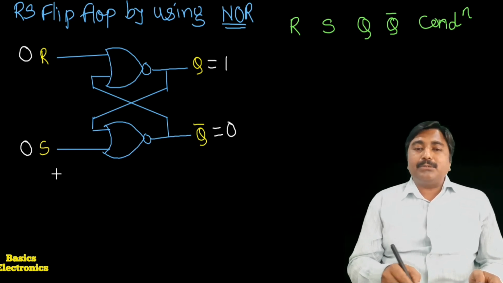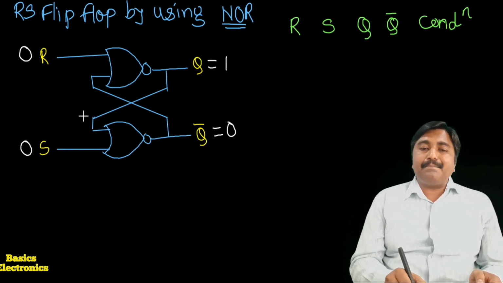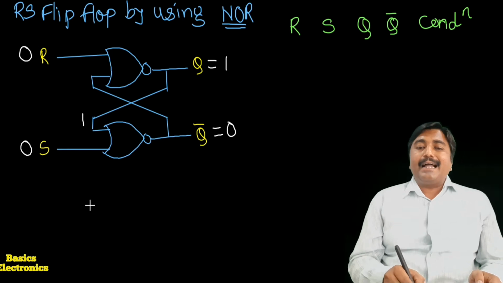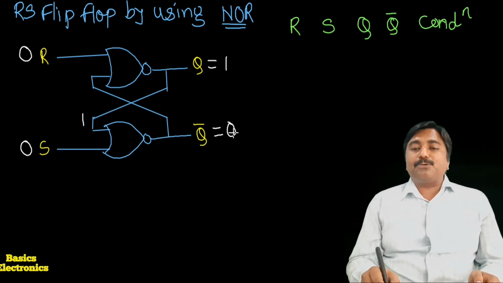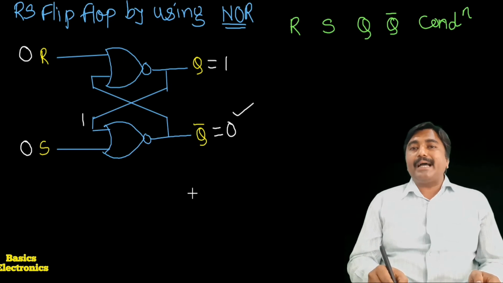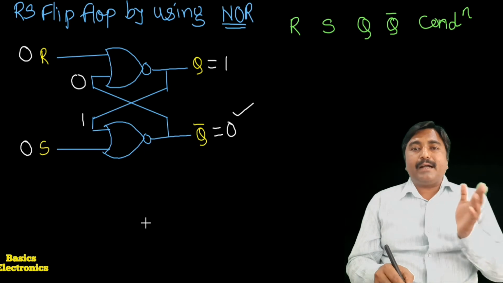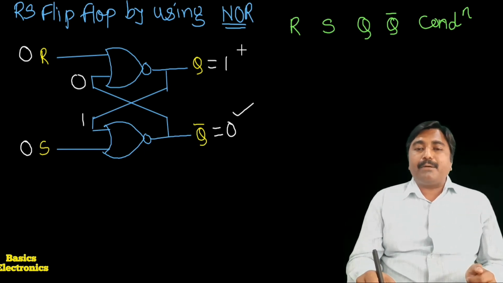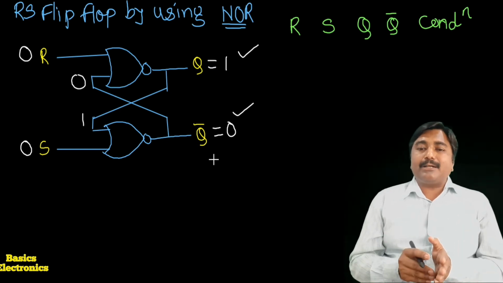When R equals 0, S equals 1, the flip-flop is in set condition. It means here the Q is applied as an input to the second gate, and for the second gate we get 0 plus 1 equals 1 and its complement is 0, which means the output Q bar is equal to 0. This Q bar is applied as an input to the upper gate, so the output of the upper gate is Q, and Q is equal to 1.